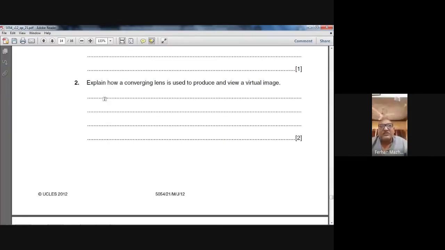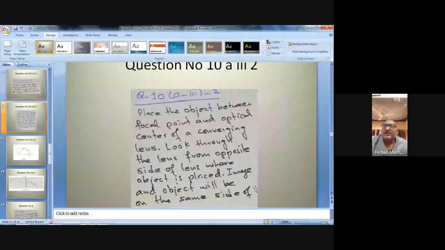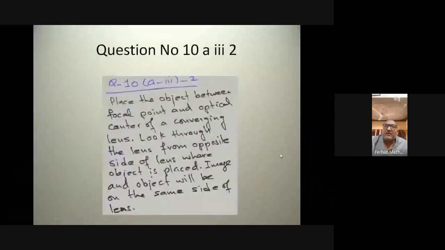So it's a 2 mark question. He says explain how a converging lens is used to produce and view a virtual image. Let me show you the answer which I have written. So you see, here we go. This is the answer which I wrote. Place the object between focal point and optical center of a converging lens. Look through the lens from the opposite side of lens where object is placed.